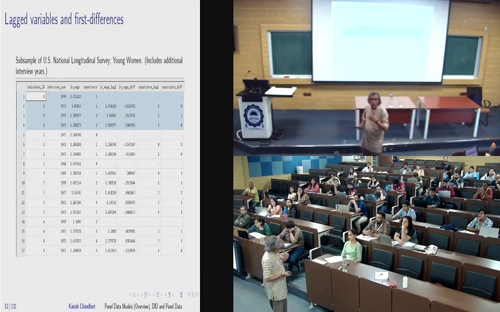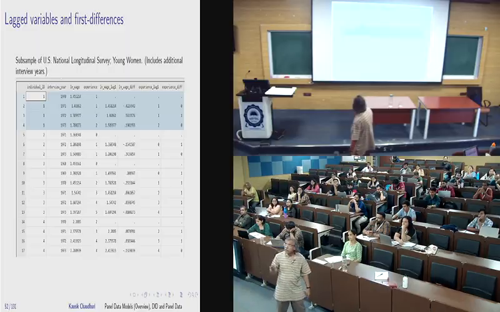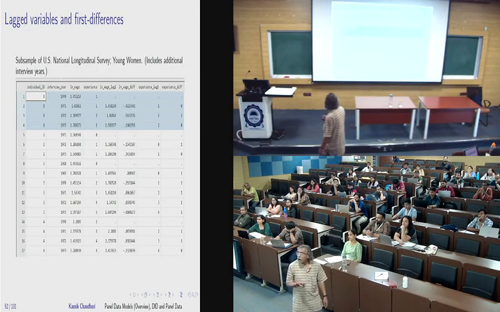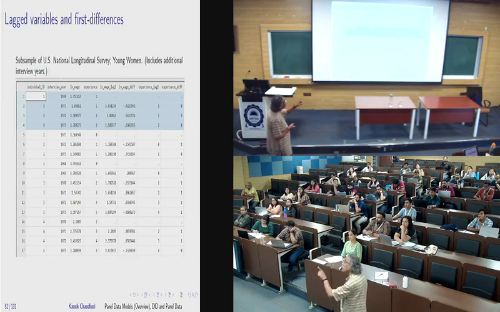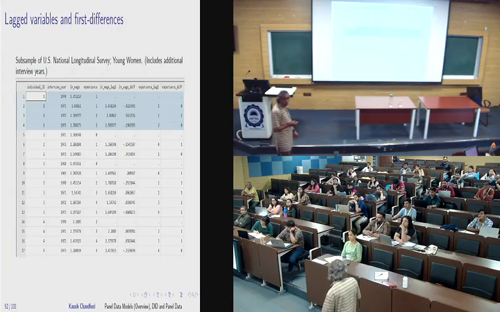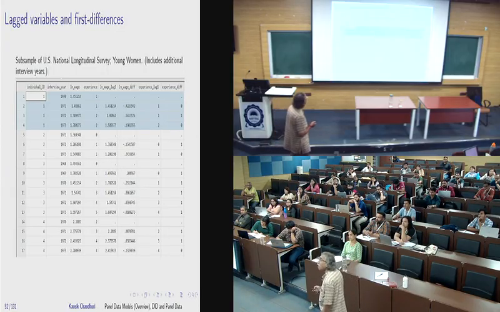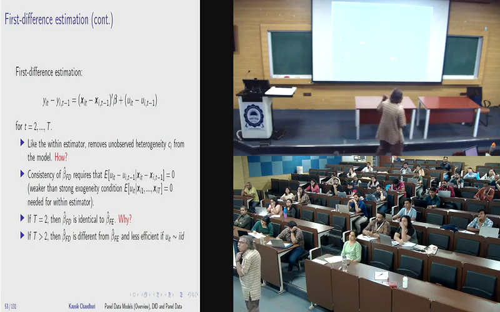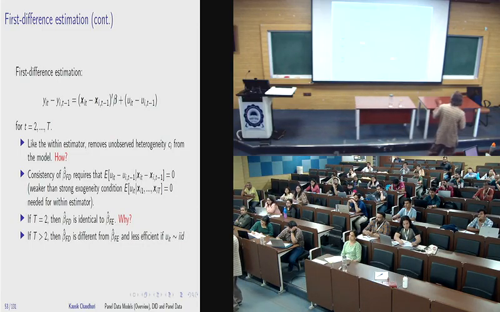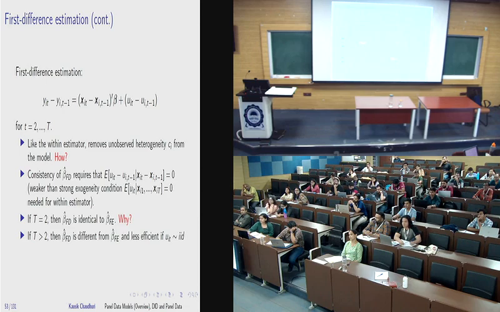Because I'm taking the first difference, okay? So given I am taking the first difference, I'm going to lose one observation, and here I'm going to then regress the log wage difference on the experience difference. Clear? Fine. So remember, I'm going to do that. So the first difference estimator: Y_it minus Y_i,t-1 is equal to (X_it minus X_i,t-1) beta plus (u_it minus u_i,t-1).